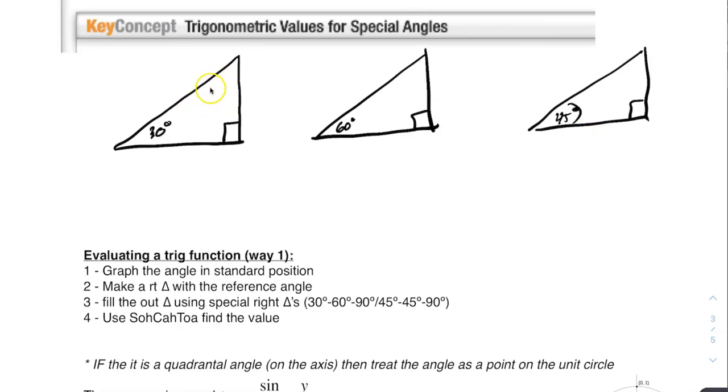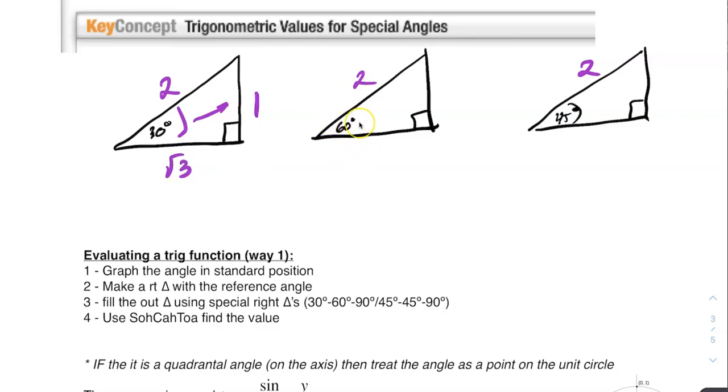Now, this is just something you have to memorize. 30 is the smallest angle, so that gets the 1. Hypotenuse is 2. Actually, on all of them show hypotenuse is 2. This will be adjusted in a second. But 30 is the smallest angle, so it's a 1. That's a 2, so the missing side is rad 3.